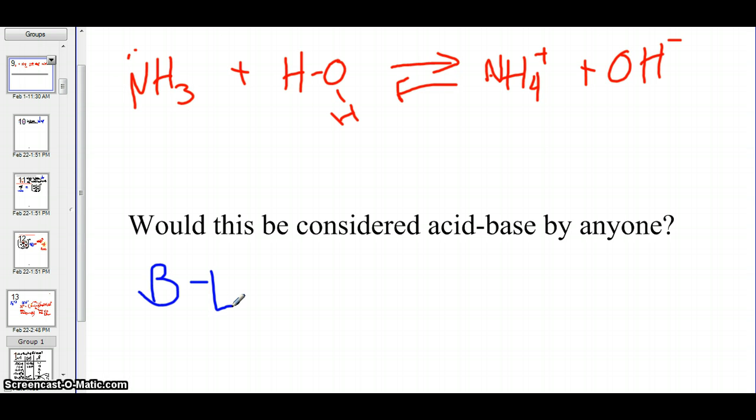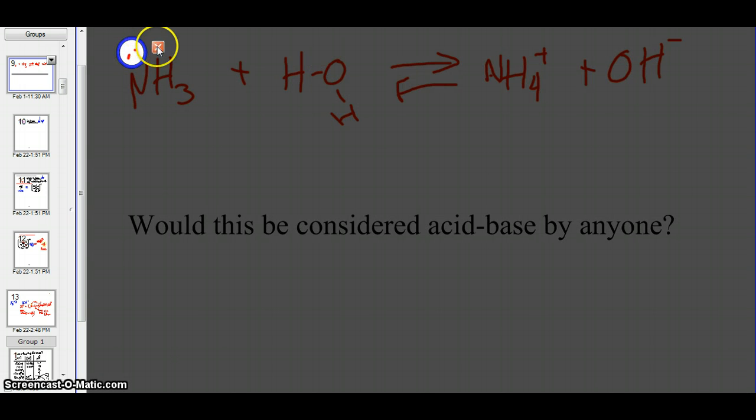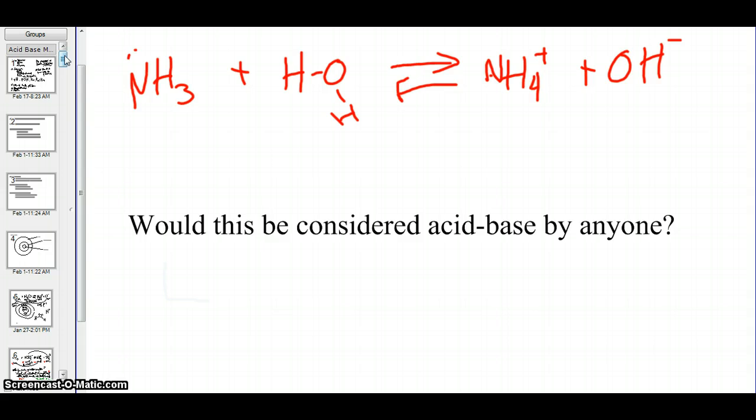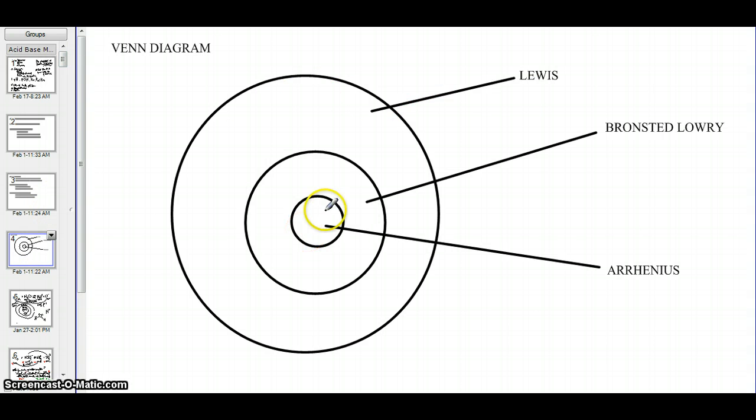And then finally, does the ammonia donate a pair of electrons to water? Yes. So ammonia would be considered a Lewis base. So this is an example that falls inside the entire Venn diagram here, something that is a Lewis, Bronsted-Lowry, and Arrhenius base.